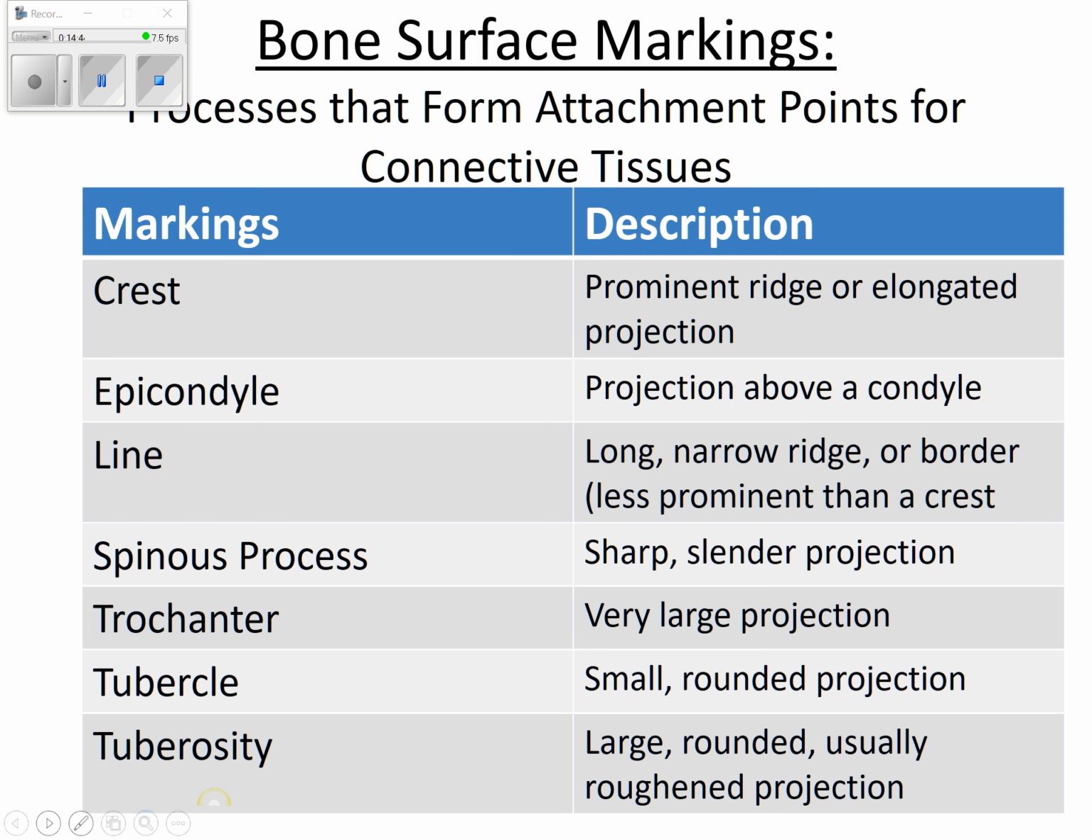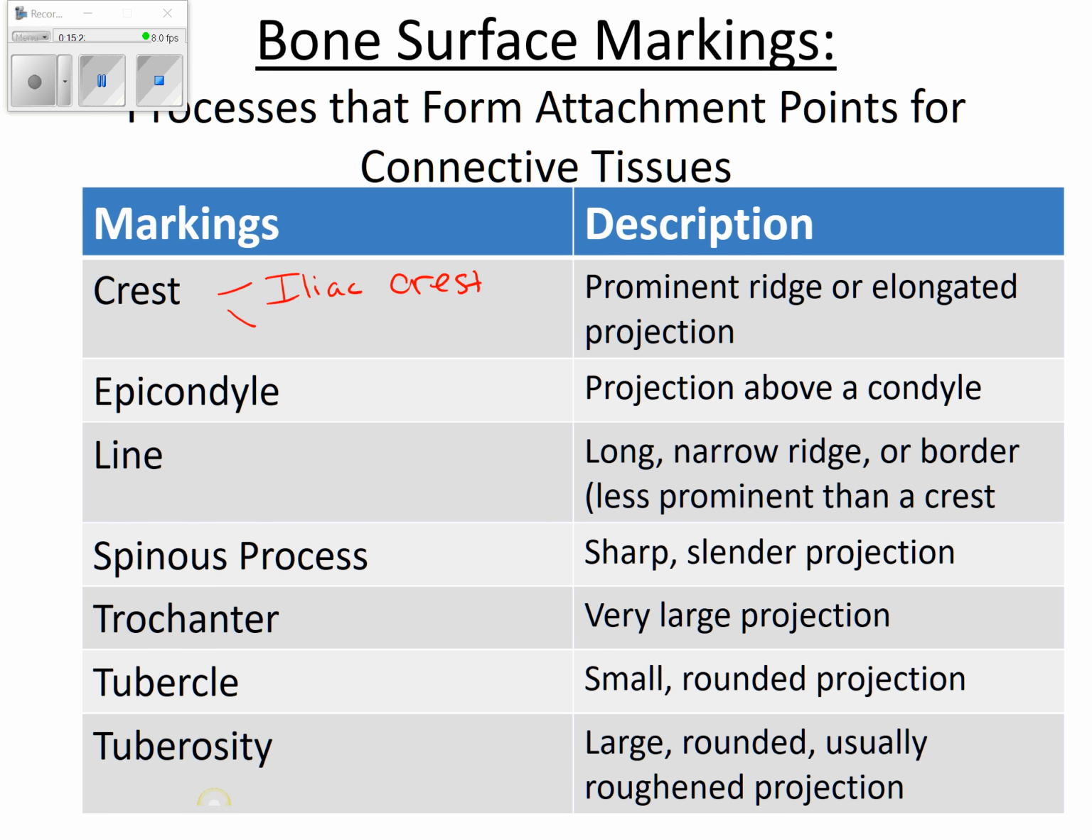Okay, these are processes that form attachment points for connective tissues. The first one here is the crest, the prominent ridge or elongated projection. An example of this that we'll talk about is your iliac crest. We'll also talk about the intertrochanteric crest, and epicondyles. These are medial or lateral epicondyles. These are just projections above a condyle. So we'll talk about these, of course, on the humerus.